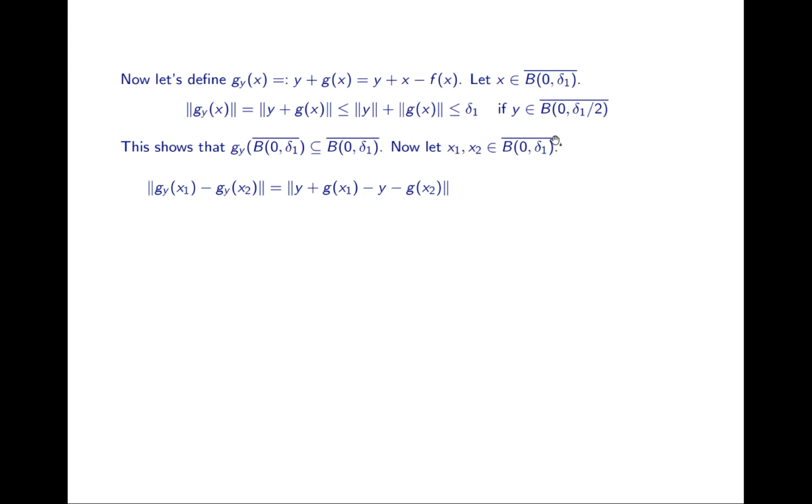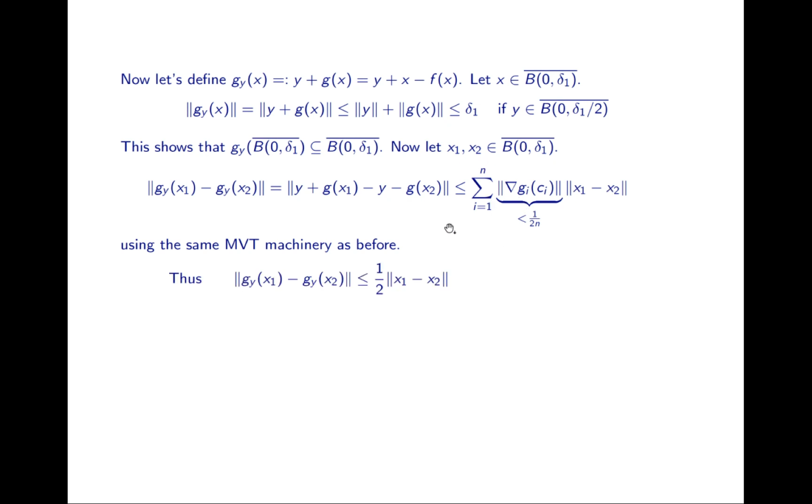Now suppose x1 and x2 are in this closed vector space. Then gy of x1 minus gy of x2 equals, by definition, y plus g of x1 minus y minus g of x2. Of course, y minus y cancel. I get g of x1 minus g of x2. By applying the same mean value theorem machinery, that's less than or equal to this sum of the norm of the gradient of gi at ci, times x1 minus x2. And again, these are each less than 1 over 2n. I'm adding n of them, so I get half times this. So gy of x1 minus gy of x2 is less than or equal to half times this, which implies that gy is a contraction.